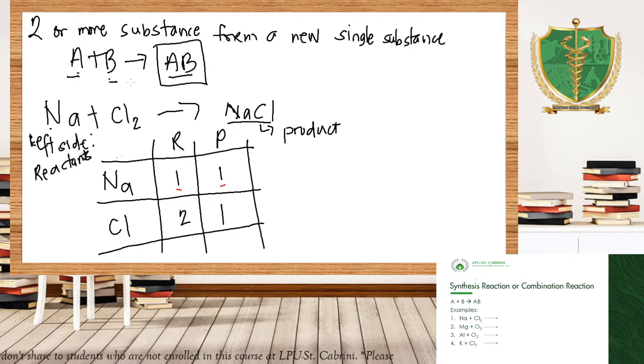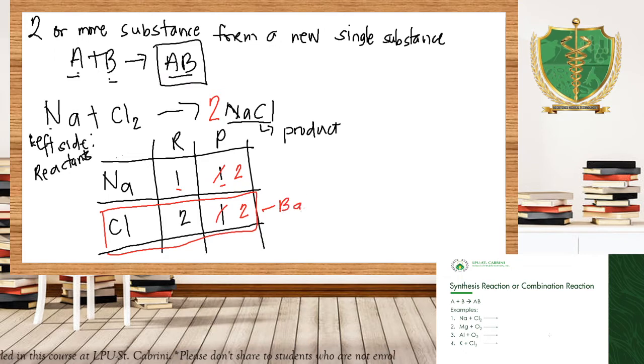Now, we will add a coefficient to our equation. If we add here 2, then our sodium will become 2 and our chlorine will become 2. In this case, chlorine is now balanced. This is now balanced.